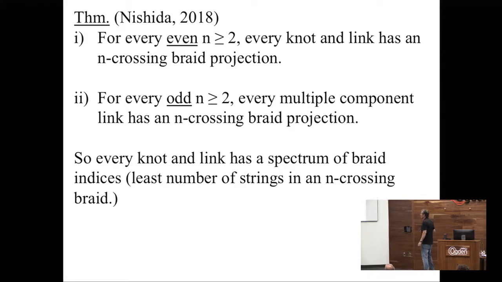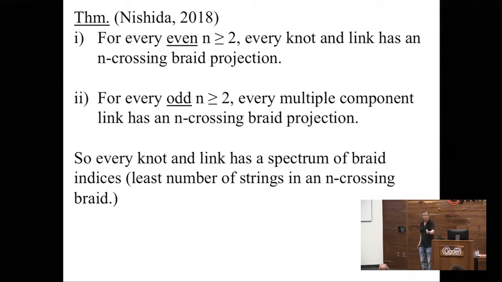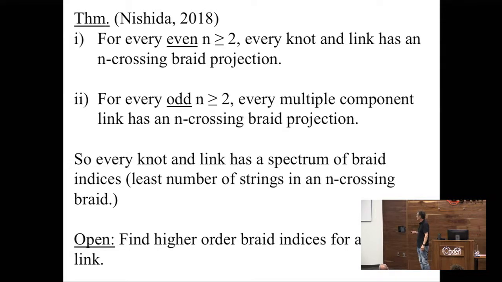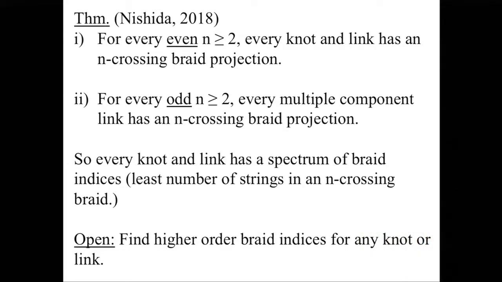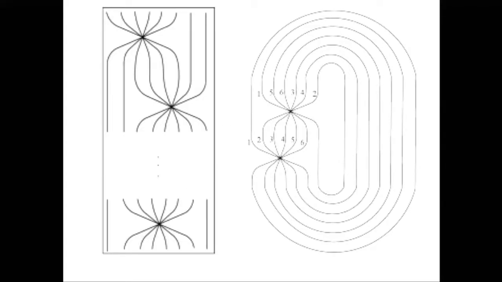So what that says is, every knot and link has a spectrum of braid numbers now. So you can do the 2-crossing braid number, the 3-crossing braid number, the 4-crossing braid number, and you can find higher order braid indices for any knot or link, and that's an open question, to find any of those. Okay, so these are pictures of multi-crossing braids.